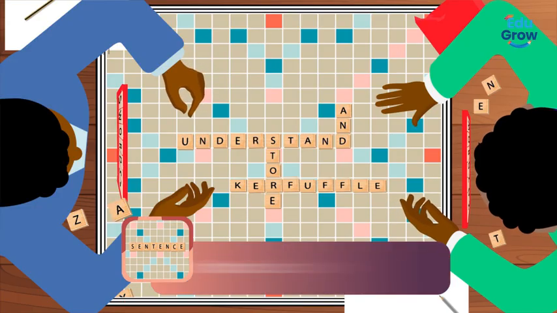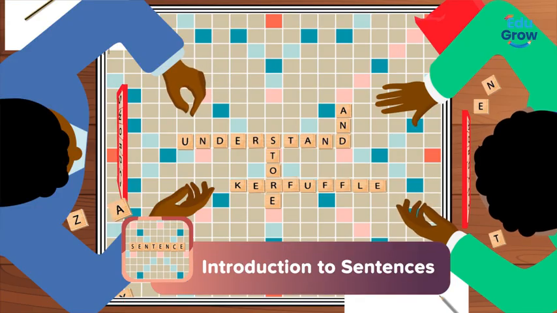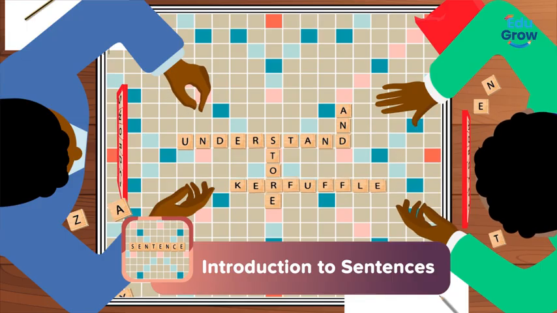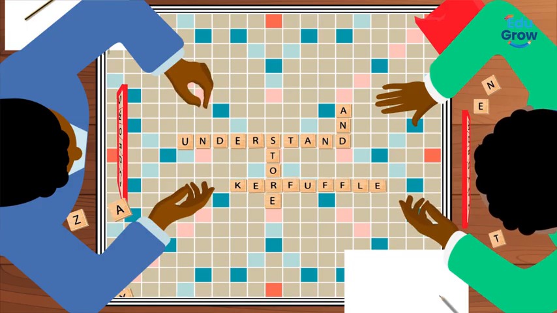Joey and Alifo are playing Scrabble, and then Alifo formed the word kerfuffle. Joey was stunned to learn that a word like kerfuffle existed. Yes, learning new words adds words to your vocabulary. But it's not enough to learn words only, but also how to put them together correctly. That's why we'll be discussing sentences in today's lesson.